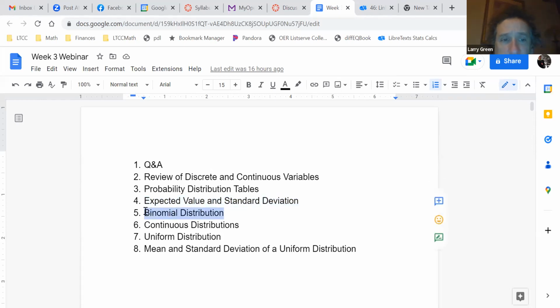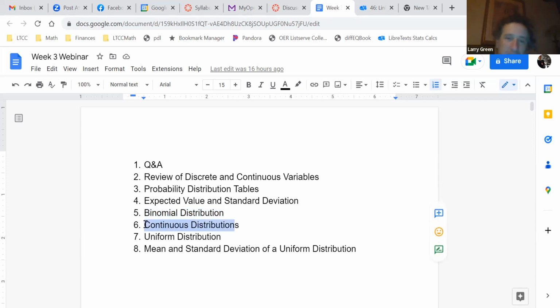Then we'll look at something called the binomial distribution. And I don't expect you to understand every word I'm saying right now, but hopefully by the end of this hour and a half or so, it'll make a lot more sense. And then we'll get into continuous distributions.